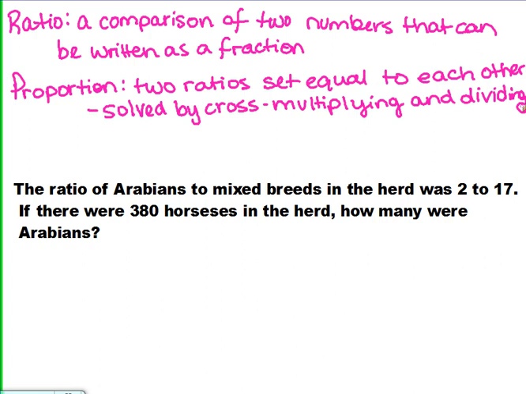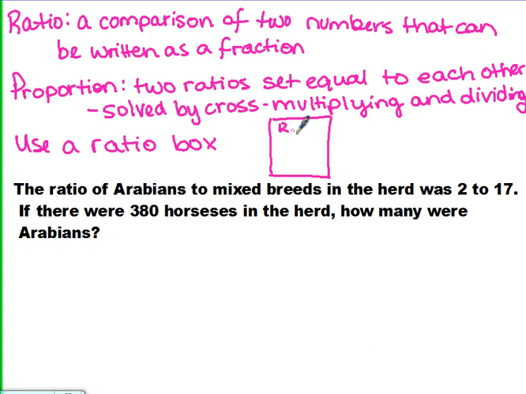So in order to help us organize our information, we're going to use a ratio box. All right, a ratio box is going to be set up very similar to this. You're going to have a ratio column, and you're going to have an actual column. And you've got thing 1 being compared, thing 2 being compared, and a total. So you're going to have 3 rows and 2 columns. And that's how you're going to organize the information. All right, we're going to do one example together, and then I'm going to have you do one example by yourself.